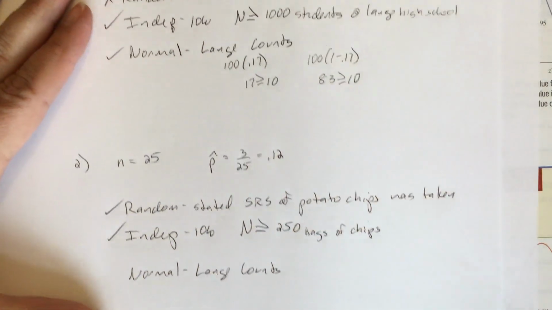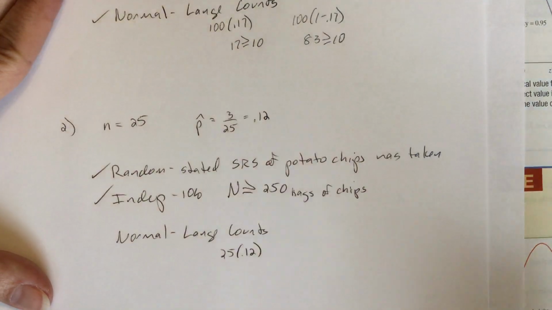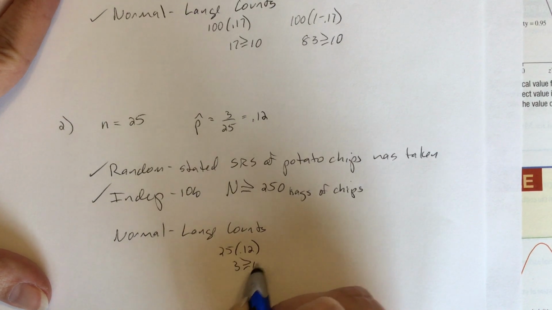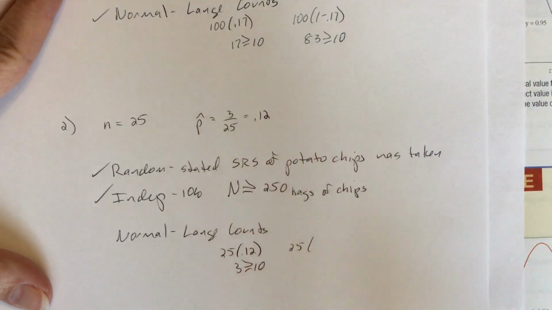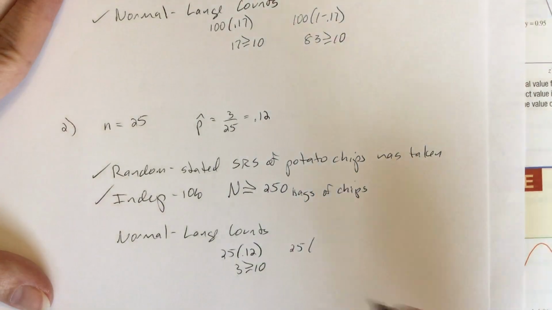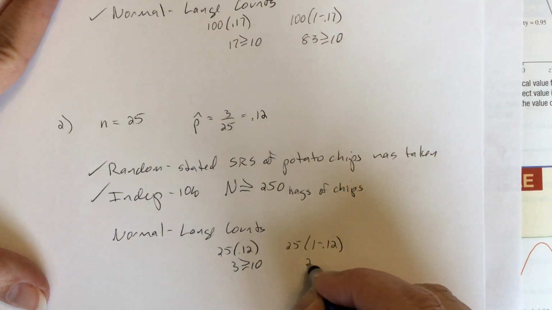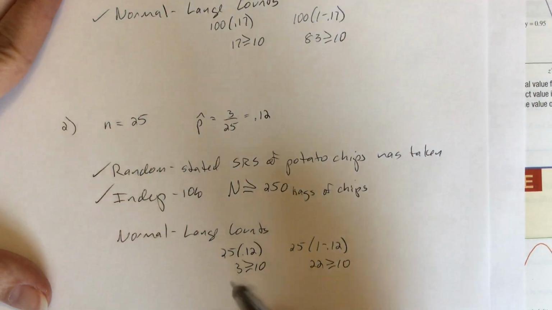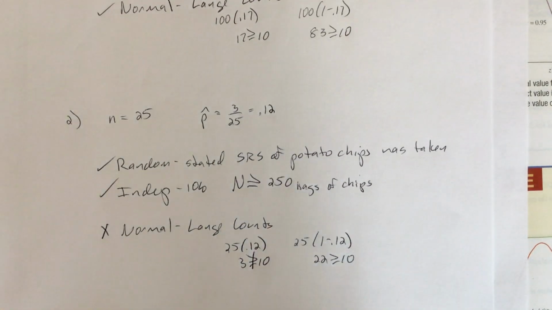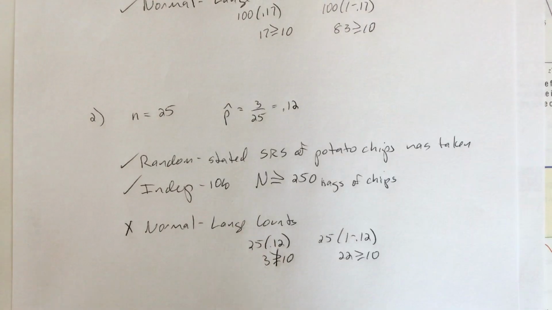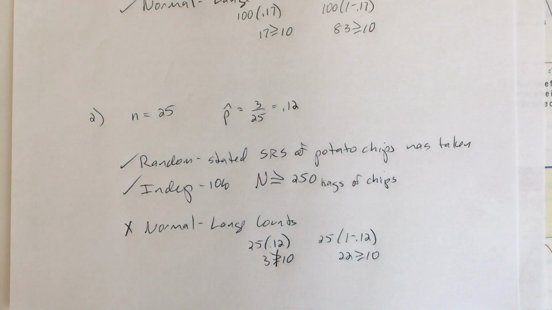And the last one is our large counts. Now we'll take our N, which is 25, times our P hat. So obviously that's going to be 3. That's not met. That's not at least 10. We'll do the other one. Let's see, 1 minus 0.12, so that should be, what, 22? So that's not met. So our normal condition was not met in this scenario, but the random and the independence conditions were. And again, we'll talk later about what to do if a condition is not met. Okay, that's it for that one. See you next time.